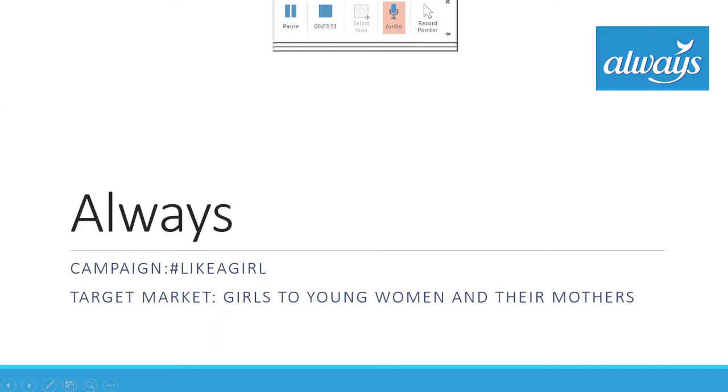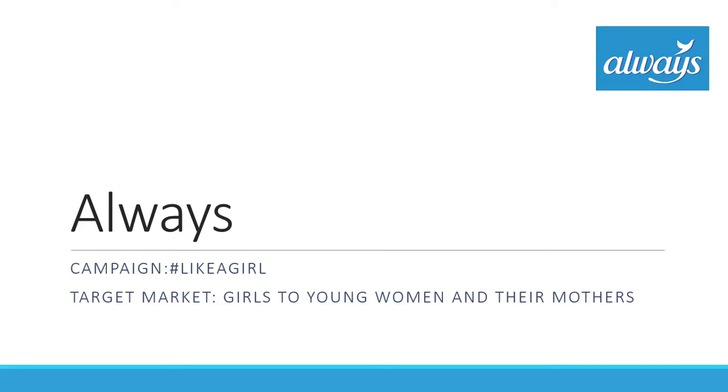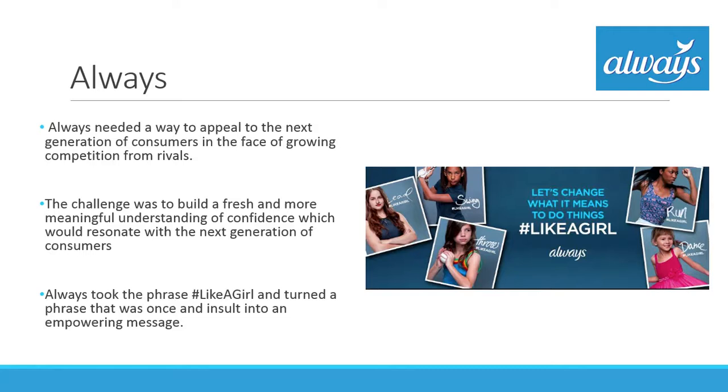First, we'll take a look at the Always Like a Girl campaign. Always is a brand of feminine hygiene products produced by Procter & Gamble. They created the Like a Girl campaign targeted to girls, to young women, and their mothers. Always used a vulnerable target consumer group, but targeted them in a positive way. The mission of the campaign was to encourage girls everywhere to embrace failure as a fuel, to build confidence, and keep going like a girl.